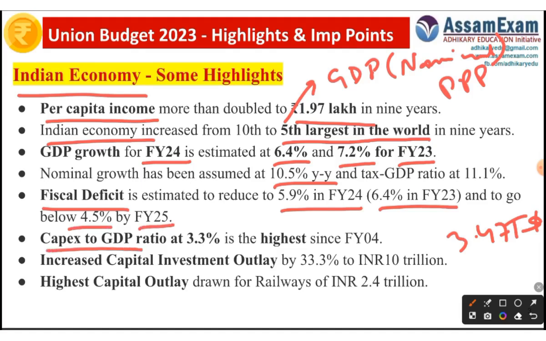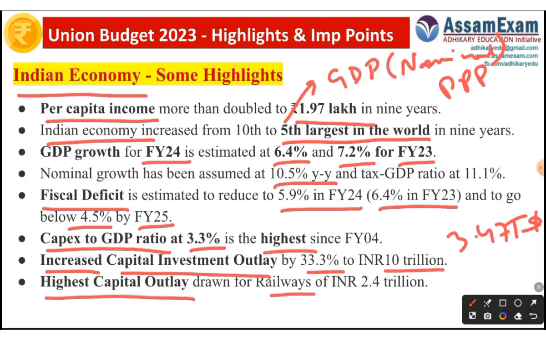India's capex to GDP ratio, that is capital expenditure to GDP ratio, is at 3.3%, which is the highest since financial year 2004. Then capital investment has also been increased by 33% to almost 10 trillion Indian rupees, which is like 10 lakh crore Indian rupees. Then the highest capital outlay for Indian Railways has also been declared in this budget, which is 2.4 trillion Indian rupees.